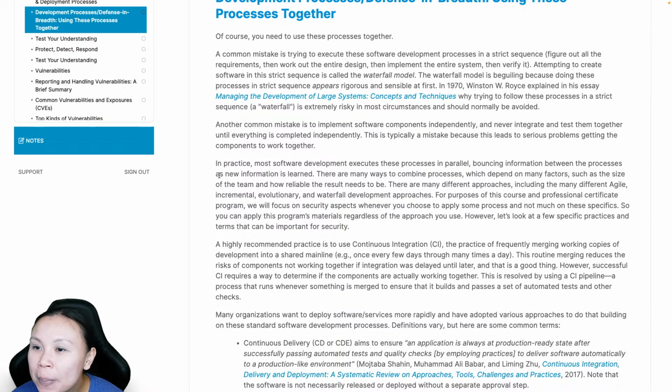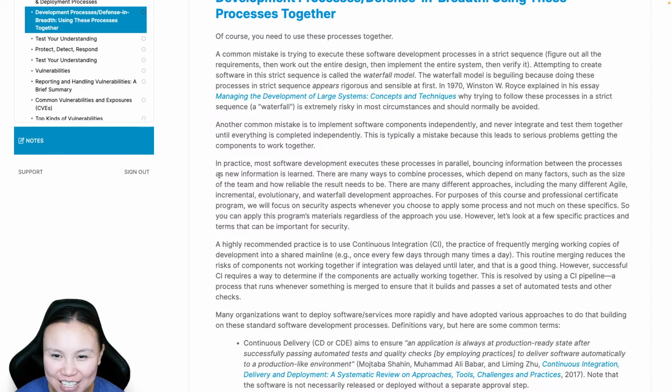That's okay. Doing this process in strict sequence appears rigid and sensible at first. In 1970, Winston W. Royce explained it in his essay. Wow, you can read the essay if you want. Why trying to follow these processes in a strict sequence is extremely risky in most circumstances and should normally be avoided. So we have learned all those processes, and now it's telling you to not follow them religiously.